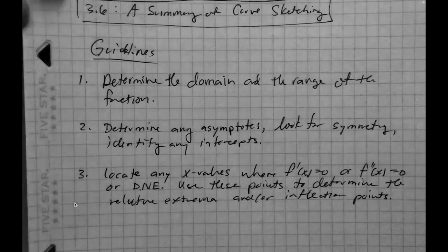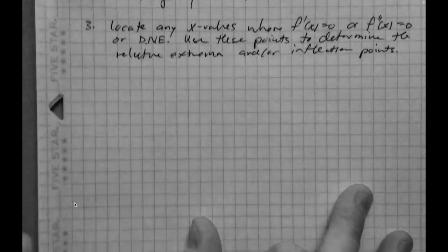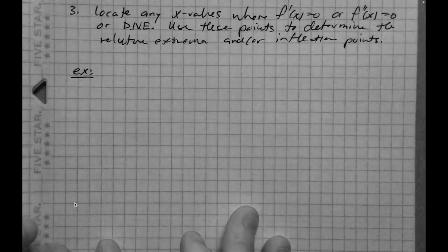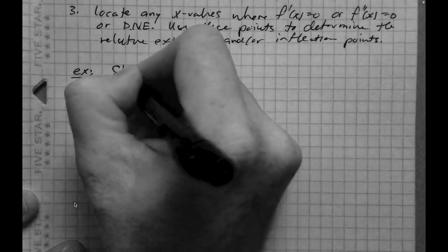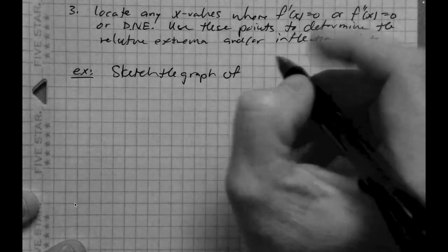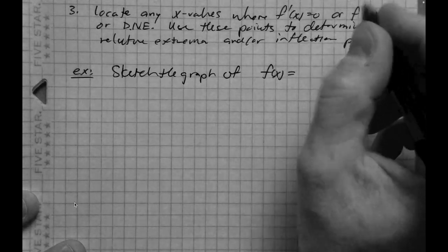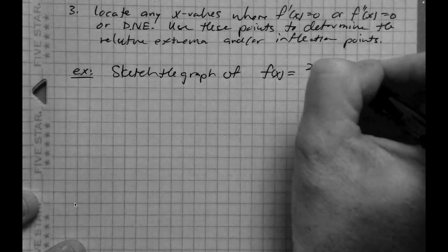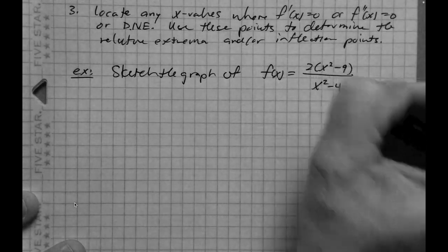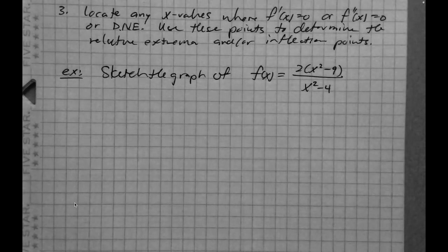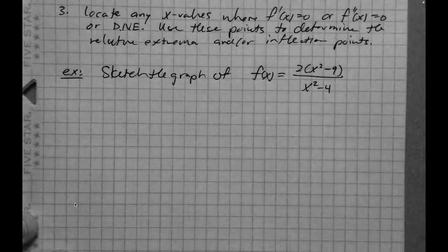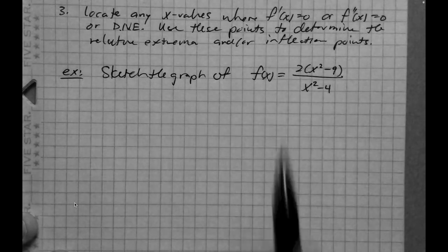We'll do 2 examples in this lecture, and we'll go through these steps with each of them. All right, so the first example, we're going to sketch the graph of f of x equals 2 times x squared minus 9 divided by x squared minus 4. And so it looks like a rational function, polynomials on top and bottom. Okay, so let's just run through the guidelines here.